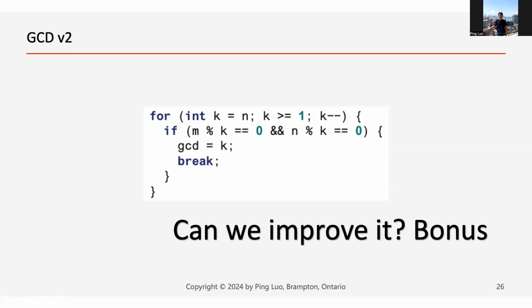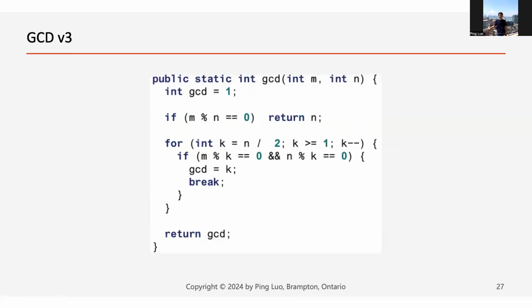Yeah, so the thing is, we don't have to search from n. So, if m divided by n has no remainder, we can return n as the greatest common divisor. You have to look for that, otherwise you won't be able to do that.